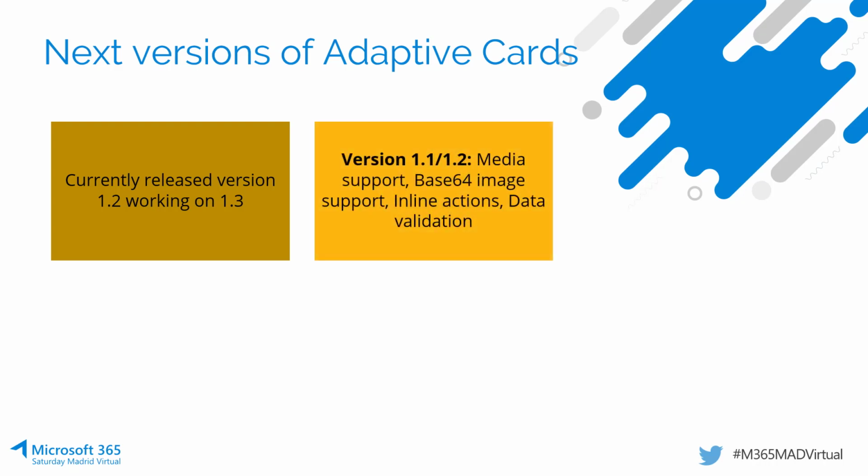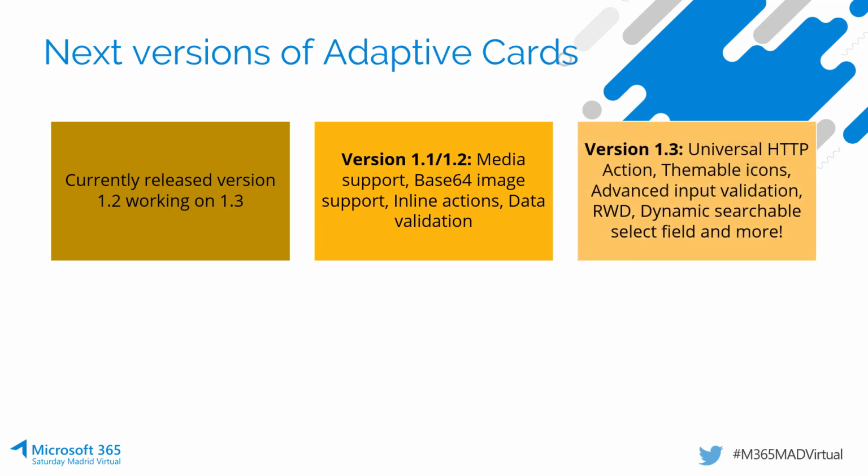One of the coolest features from version 1.2 and 1.1 was the media support. That is unfortunately not working in Teams. That allows you to play video and sound directly in the message, in the card. There is also the base64 image support that is very handy if you do have an image that is being hosted, for example, in SharePoint, and the thread that displays the card has no permissions to it. So if you put the image as a base64 string, it is actually just being embedded in the card. There are also inline actions and a very basic data validation, for example, to mark which fields are required and which are not.